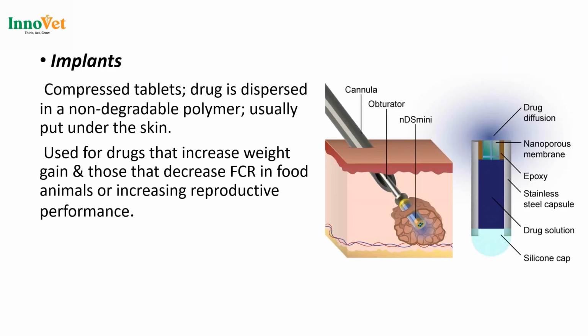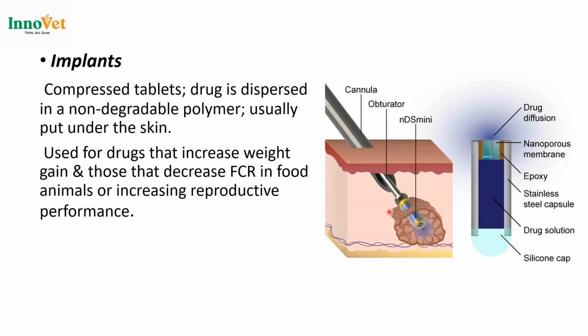Then another form of parenteral dosage forms is implants. These are compressed tablets whereby the drug is dispersed in a non-degradable polymer, and this polymer is put under the skin. Just as you can see in the picture, the drug is placed in this capsule, which is composed of a non-degradable substance. So the drug is there, and the drug will be released in bits slowly, not at a go. The drug will be placed there and it is released at a slower pace.